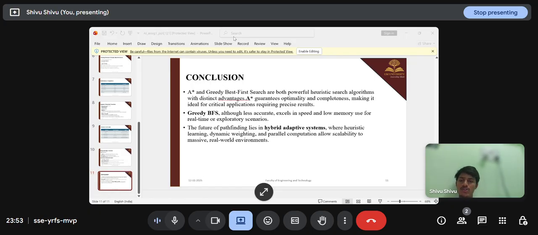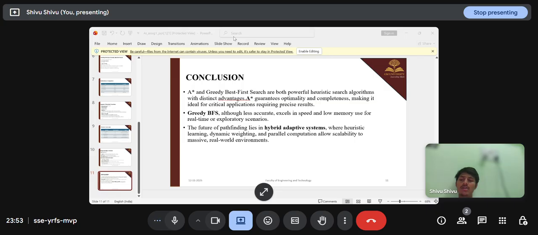So coming to the conclusion part, A star and greedy best first search are both powerful heuristic algorithms with distinct advantages. It means both are used for pathfinding but serve different needs. A star gives perfect results, greedy best first search gives fast results. A star guarantees optimality and completeness, making it ideal for critical applications requiring precise results. A star always finds the best solution if one exists, perfect for tasks like GPS and robotics.